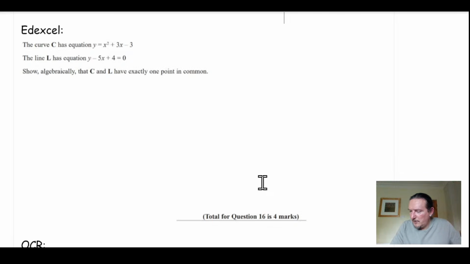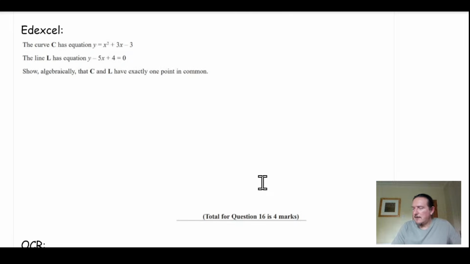And then EdExcel, the curve C has equation y equals x squared plus 3x minus 3. The line L has equation y minus 5x plus 4 is equal to 0. Show algebraically that C and L have exactly 1 point in common. So it's pretty much the same question as before.